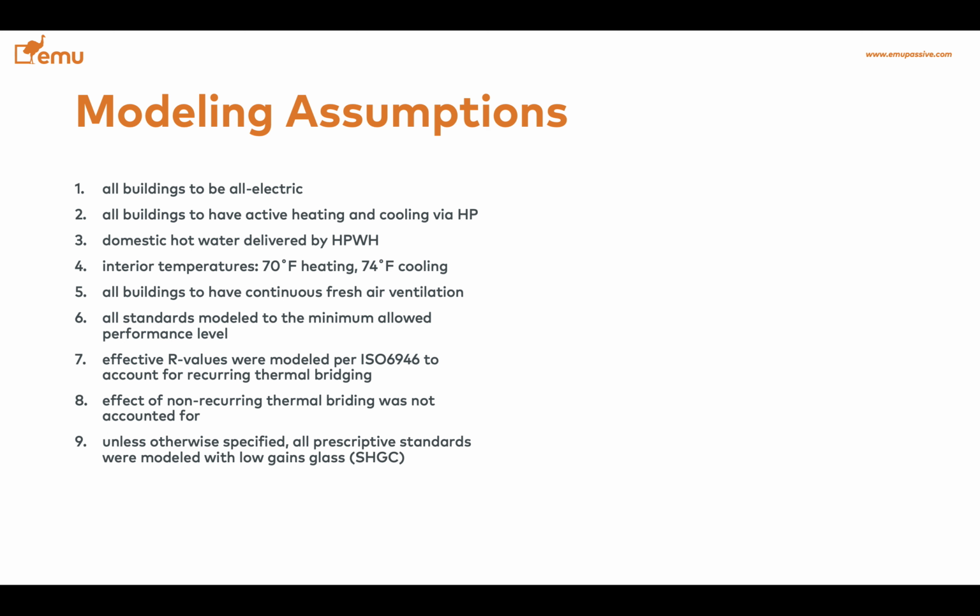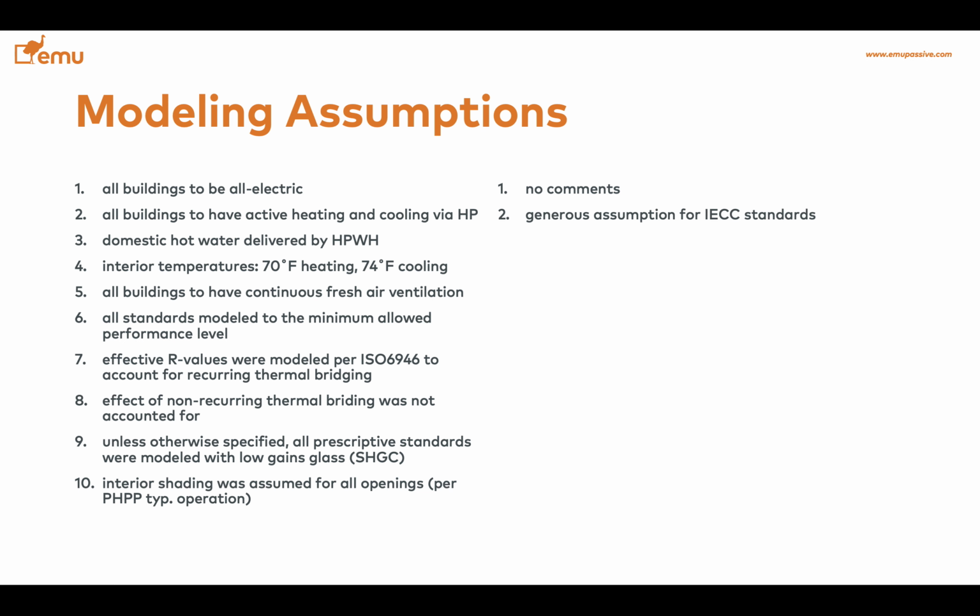And then, unless otherwise specified by the standard, all prescriptive standards were modeled with low gains glass. That is pretty common. And lastly, the interior shading was assumed for all openings per typical PHPP assumptions. Now, comments on the list that we just made. For number 1, buildings being all electric, there's no further comment. For number 2, all buildings having active heating and cooling, it's a very generous assumption for all IECC standards. But we wanted to compare apples to apples.